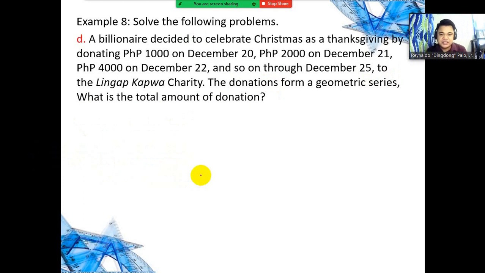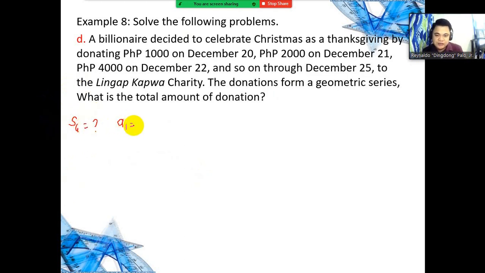A billionaire decided to celebrate Christmas as a Thanksgiving by donating 1,000 pesos on December 20, 2,000 pesos on December 21, and 4,000 pesos on December 22, and so on through December 25 to the Lingap Kapwa Charity. The donations form a geometric series. What is the total amount of donation? So it means that we are looking for the sum. But how many days? From December 20 up to December 25, it's 6 days.